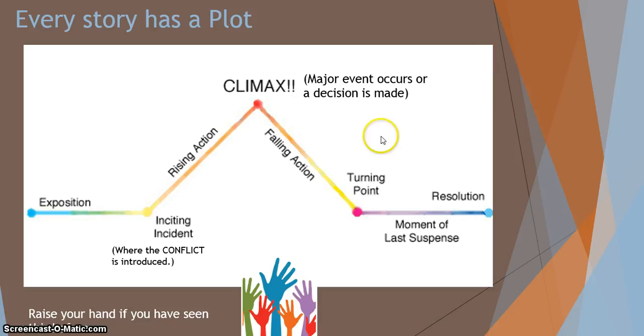The falling action over here, this is the consequence of that major event or of the decision that has been made, all the things that happen because of that. And then sometimes you might have a turning point and a last moment of surprise, but generally the falling action will lead you to the resolution of the story, where there's either a happily ever after or, in the case of many Shakespeare plays, everybody's dead. Either way, you know you've come to the end of the story.